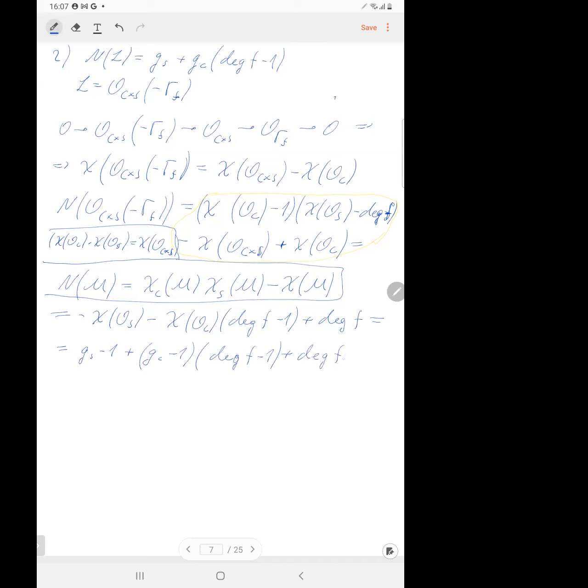Okay, and now degree of F cancels out, and you get just genus of S plus genus of C times degree of F minus 1, and that's what we wanted, right? In the very first line, that's exactly what we wanted. So there we are, and we proved the Castelnuovo-Severi inequality. Okay.